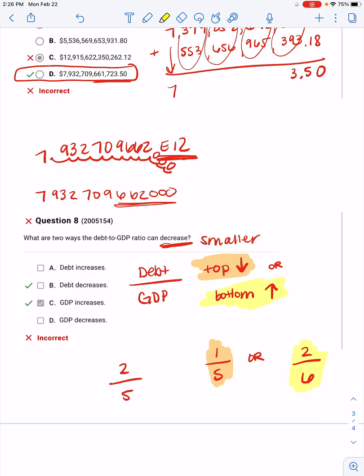So if we want our debt to GDP ratio to decrease, we want our fraction to get smaller, it's one of those two options. If you wanted your fraction to get bigger, it would be one of the other two options. Your top number would go up or your bottom number would go down, okay?